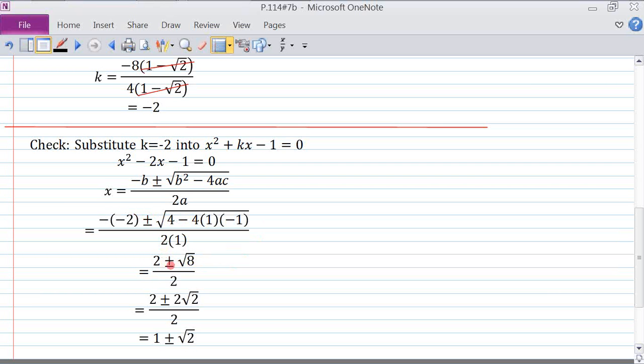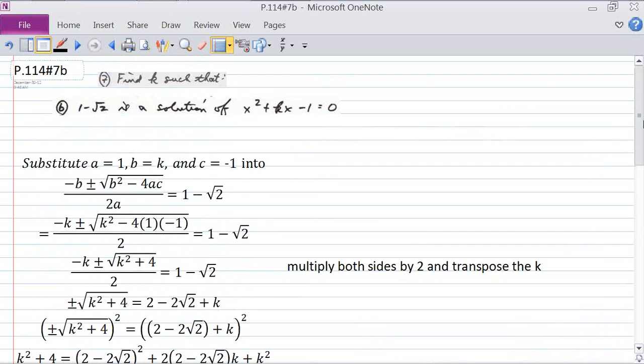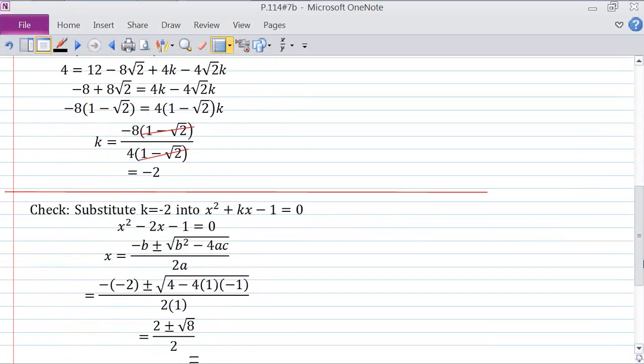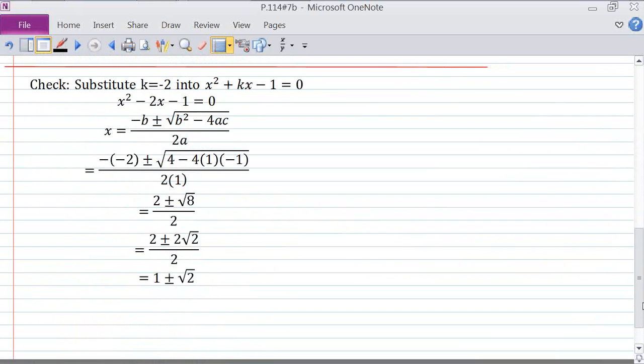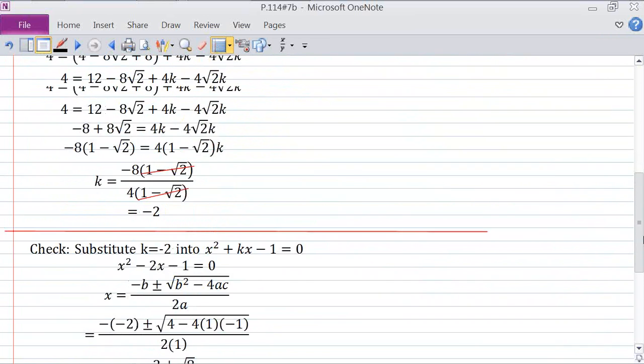Plus or minus, okay, and this is 2a, and the square root of 8 becomes 2 root 2. When I factor out 2 from the top and the bottom, or divide by 2, I get this term. I divide 2 into this term, I get that, and I get the solution that I should get. 1 plus root 2 and 1 minus root 2 as the solutions.